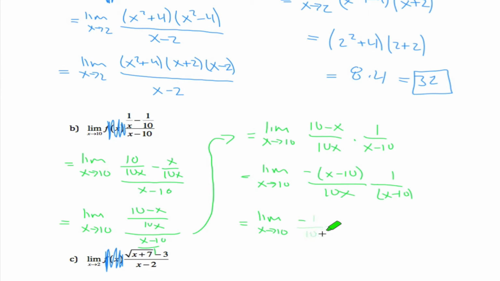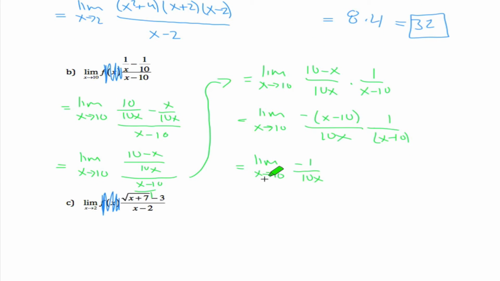over 10x. And the great thing about this is it's continuous at x equals 10. So I can evaluate this limit just by changing all the x's into 10. I get negative 1 over 100.